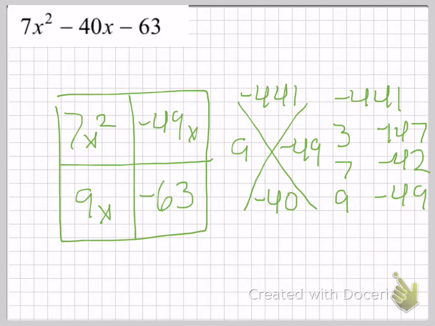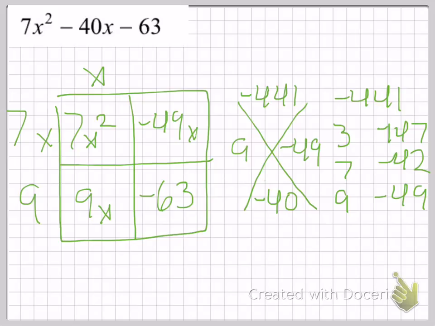And we can go ahead and find the greatest common factors. 7x squared and minus 49x, we know is going to have an x. We know that 49 is 7 times 7, so we can use 7. 9x and minus 63. Take a look at 63. 63 is 9 times 7, so they both share the greatest factor of 9. 7x squared and 9x. 7 and 9 don't share any factors, but x squared and x share x.